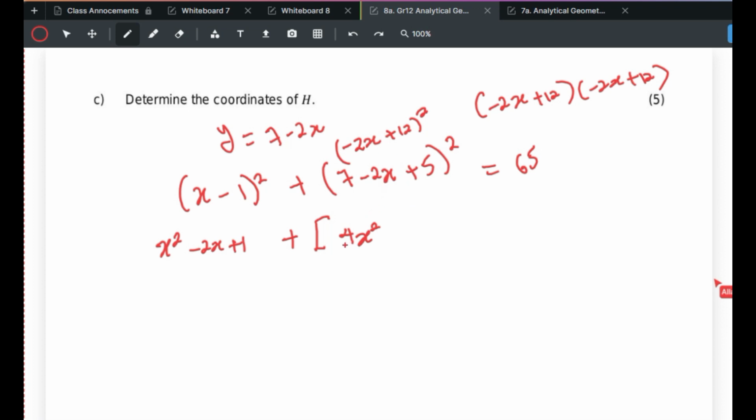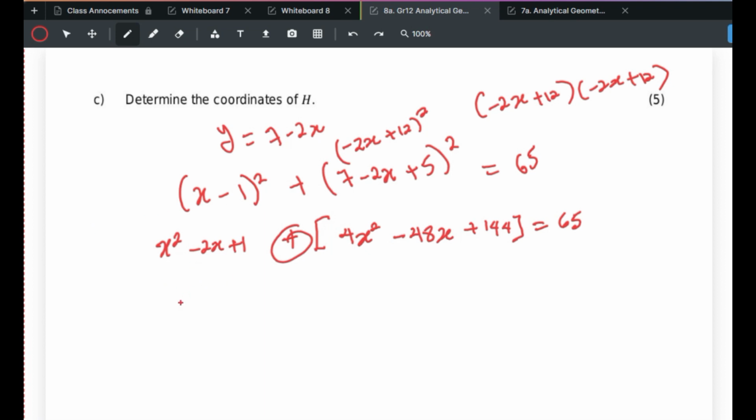So now, as I said, opening this out, this will be 4x squared. Then multiplying, negative 2 times 12 is 24, and you have to do it twice, so 48. So it will be negative 48x. And 12 squared is 144. Is equal to 65. This was actually positive, so it doesn't even change anything.